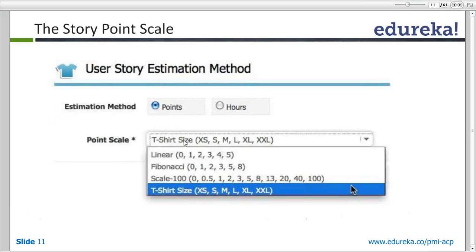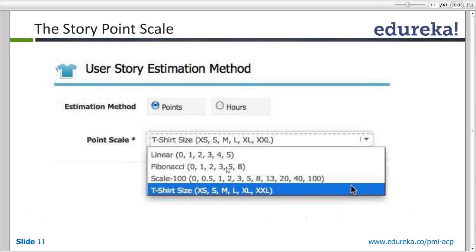Okay, so again, these are the various scales which we just talked about. T-shirt sizing is XS, S, medium, large. This is the linear scale, 0, 1, 2, 3. Linear is not used much because you don't get a range. In Fibonacci, there is a gap. After 3, there is 5, right?